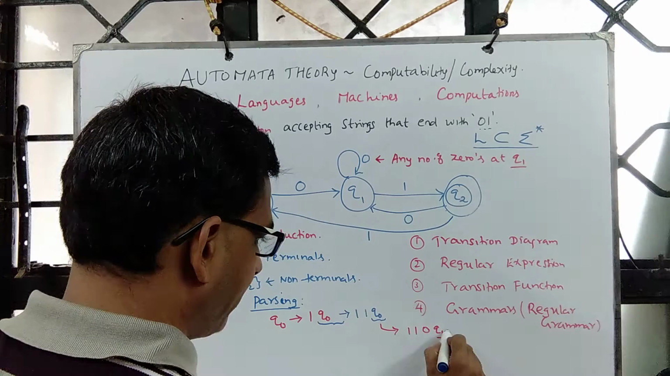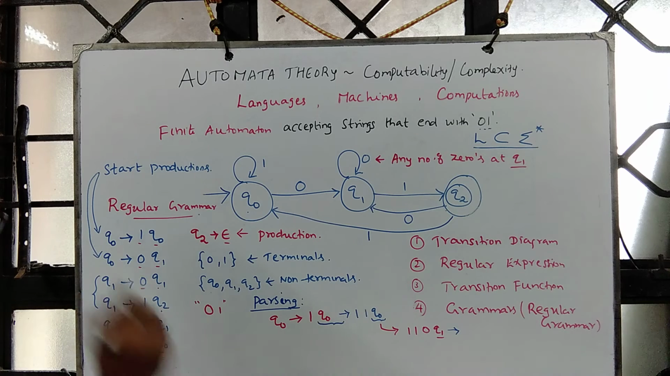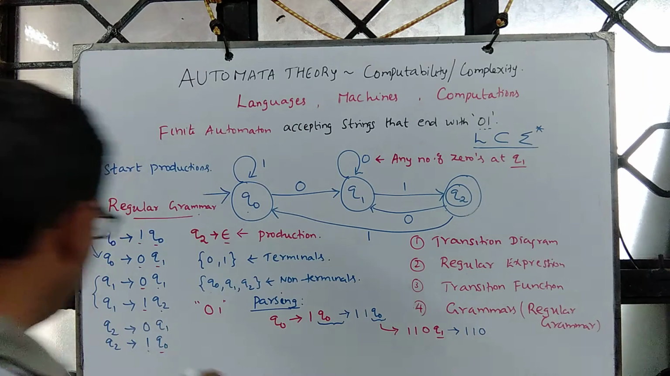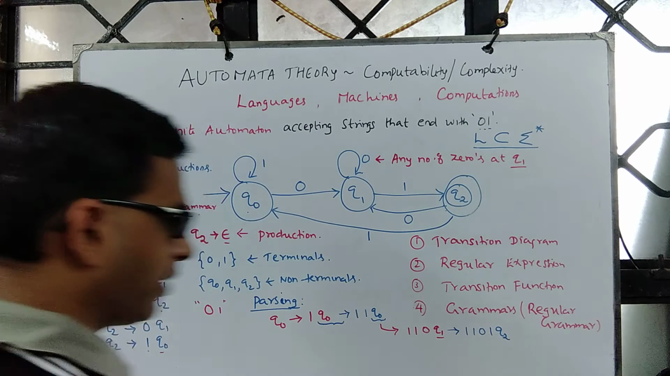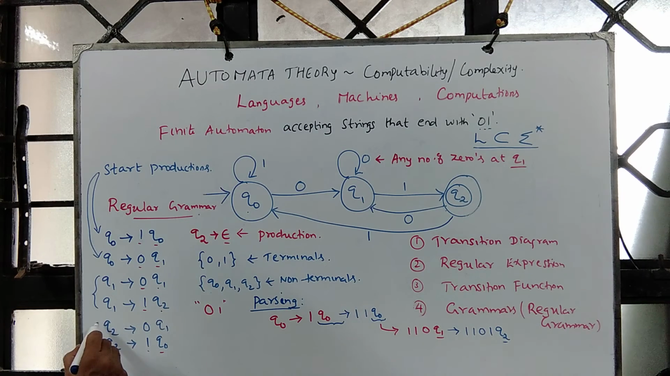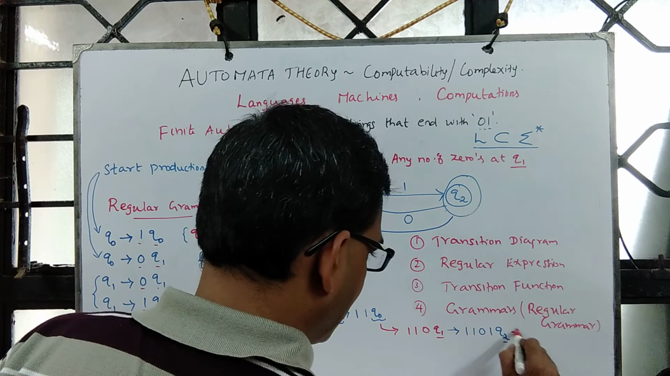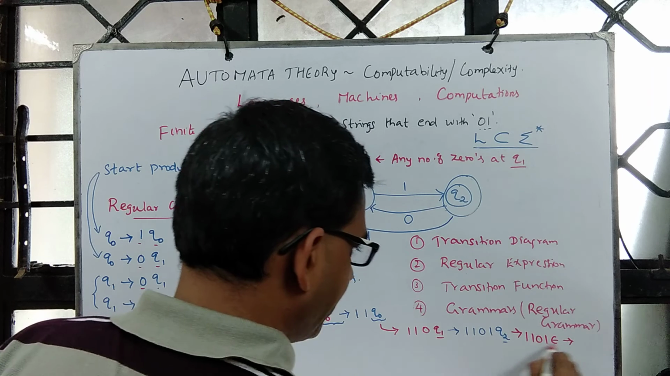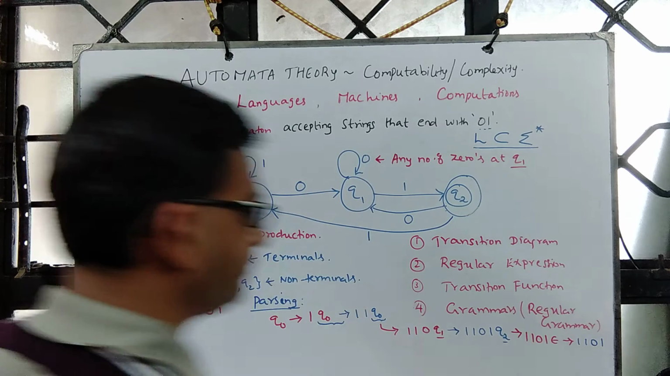Again choose this non-terminal and choose one production out of these. You can choose either this or this. Say let me choose the second one. So it becomes 1, 1, 0 followed by 1 Q2. Now again for Q2 you can choose any of these three. Let me choose this. If I choose that, what do you get? 1101 epsilon, and epsilon is the empty string, which means it is precisely the same as 1101.